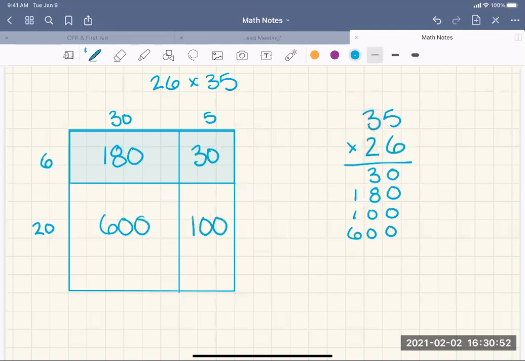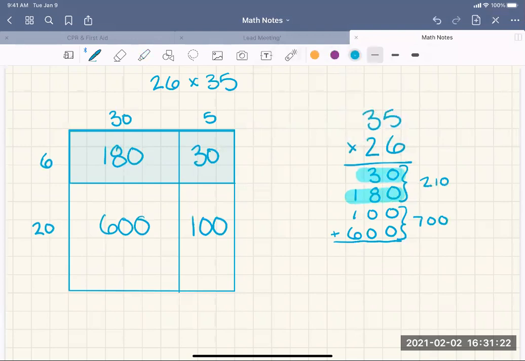Okay, so when we're looking at the standard algorithm, we're really putting these together. So do you see where we've kind of shaded in the top part? So these 2 numbers are shaded in numbers, and we're going to add them together. We get 210. And then our 2 numbers that are not shaded in, we get 700.